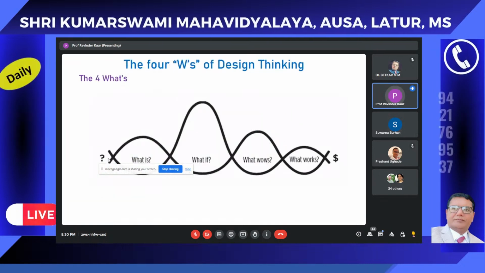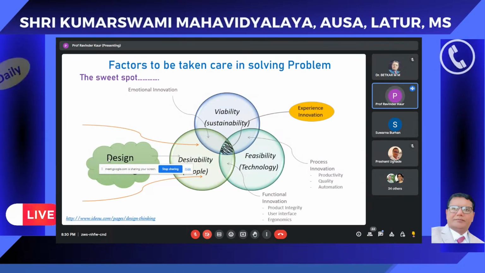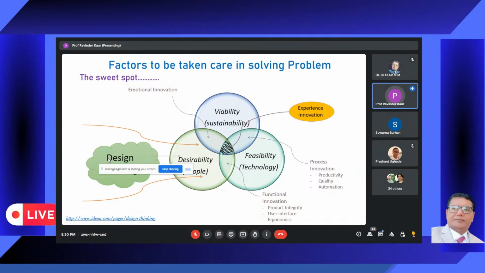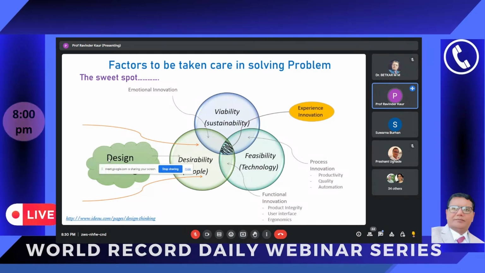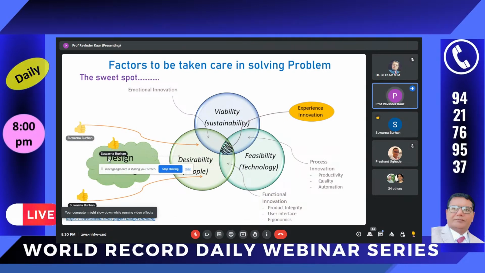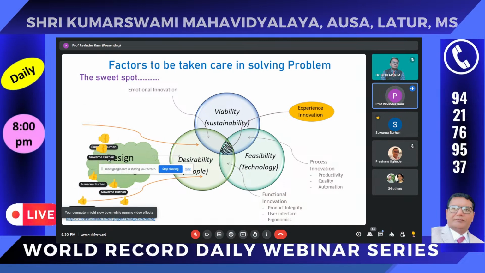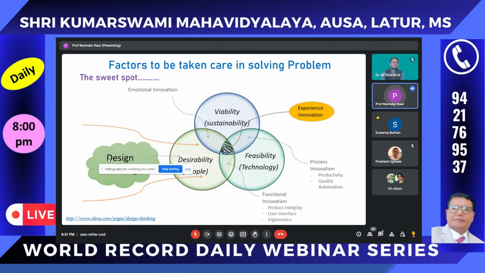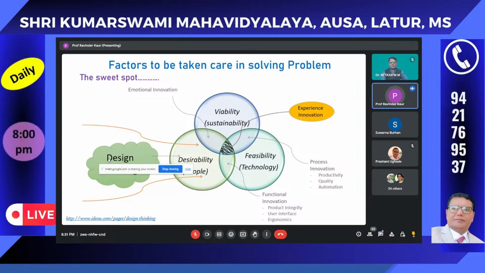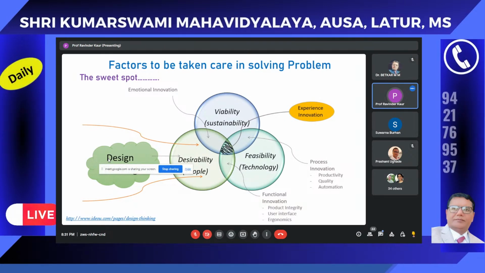desirability, viability, feasibility. And the sweet spot is the intersection of all these things. So when I say what is desired by people, and I can give the solution according to what resources I have got, which is, let's say, technology. And if it is also a good business model, it's sustainable, I have a vision of being able to take profit from it, that means it's viable, then the best option would be the design thinking option, your experience innovation, which is the intersection of desirability, feasibility, and viability.